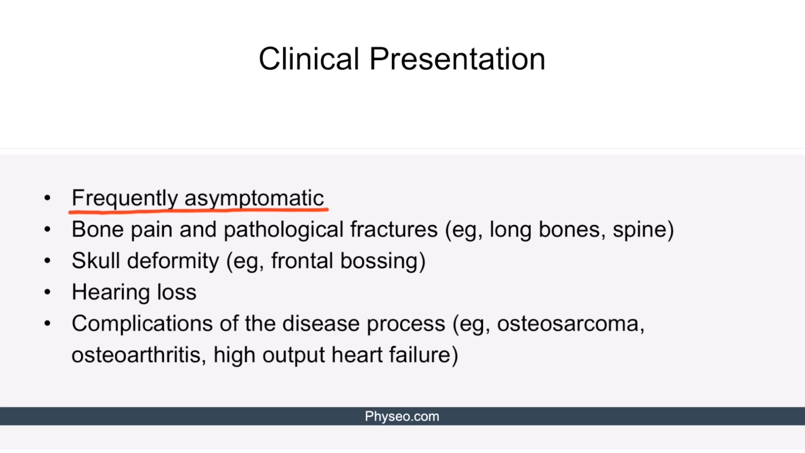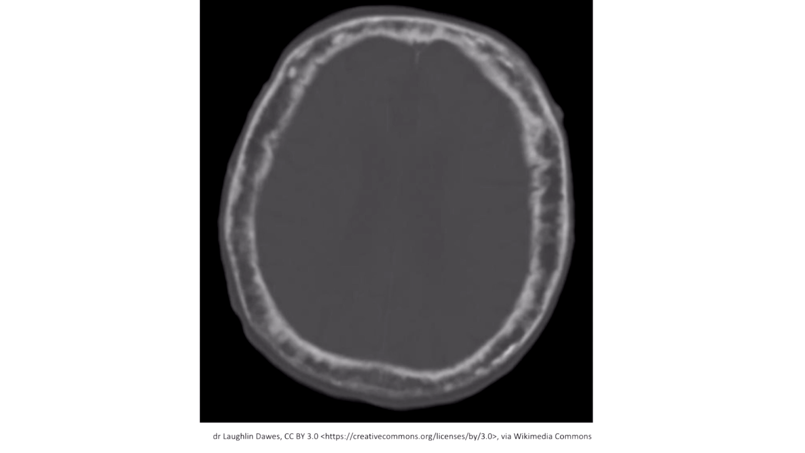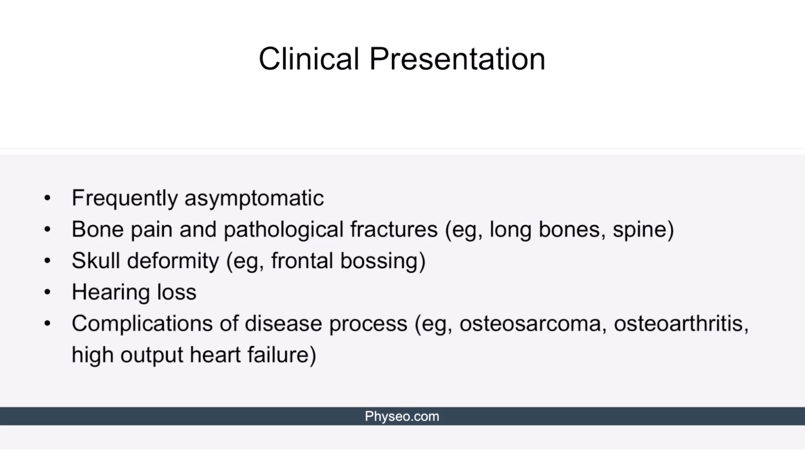Now, when symptoms do appear, they're the result of abnormally built bone. Patients may have bone pain and pathological fractures of areas that don't normally break, such as the long bones and the spine. Now, the classic patient exhibits skull deformity with frontal bossing. Let me show you what this looks like. Here we see an X-ray showing the skull findings in a patient with Paget disease. Notice the thickening of the skull present throughout. The classic vignette is a patient that can no longer fit into their hat. Another very commonly mentioned symptom is hearing loss.